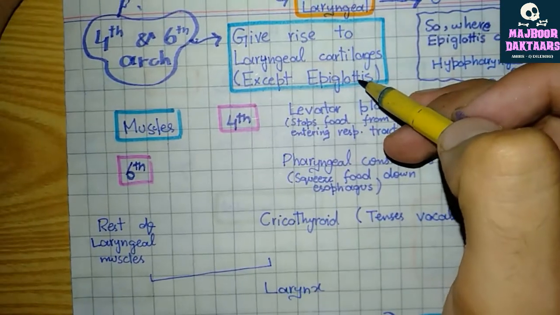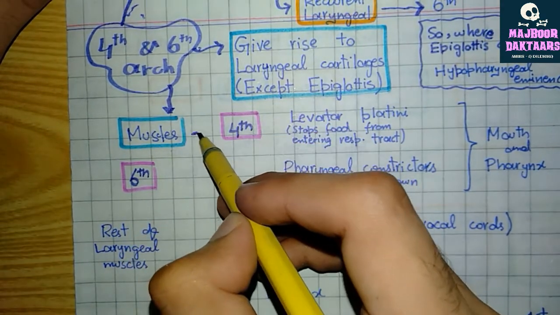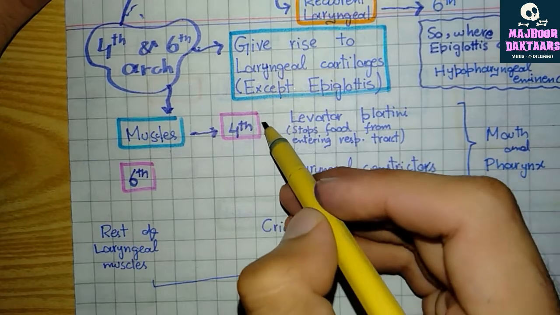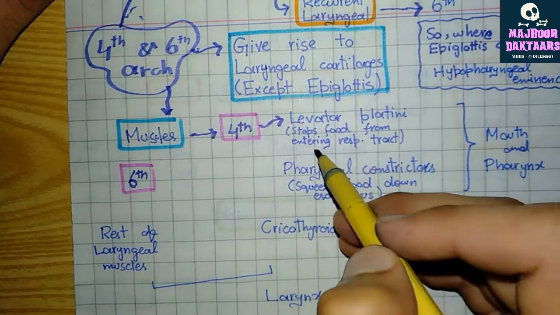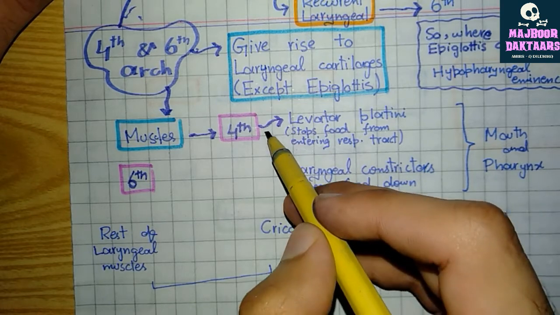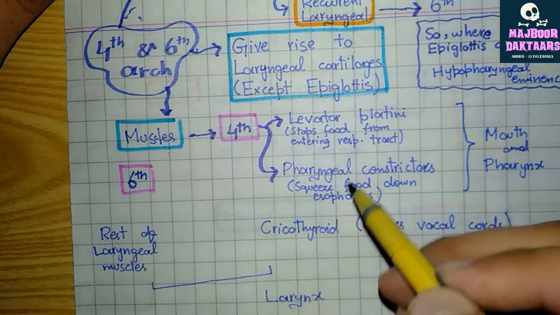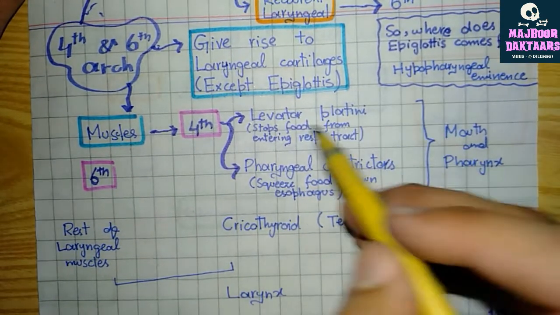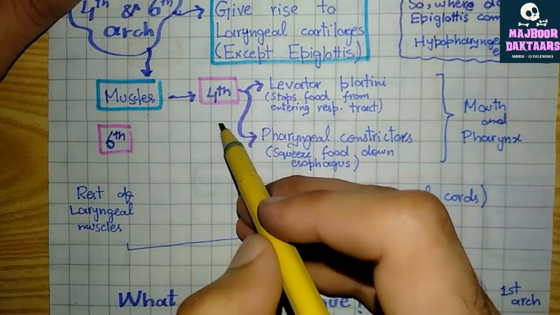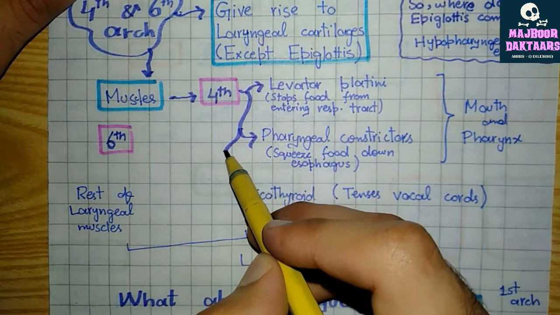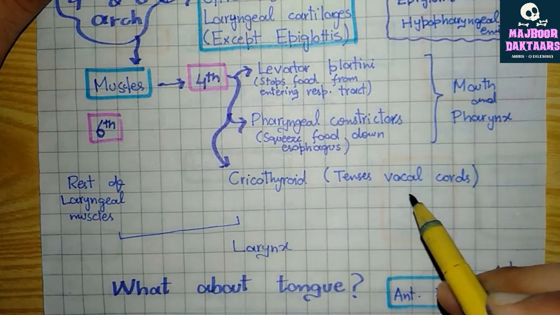So the muscles of these arches include, if we talk about the fourth one, the levator palatini, which stops the food from entering the respiratory tract, and the constrictors of the pharynx, which squeeze the food down the esophagus. Both of these are associated with the mouth and pharynx. While the third one produced by the fourth pharyngeal arch is the cricothyroid, which tenses the vocal cord.